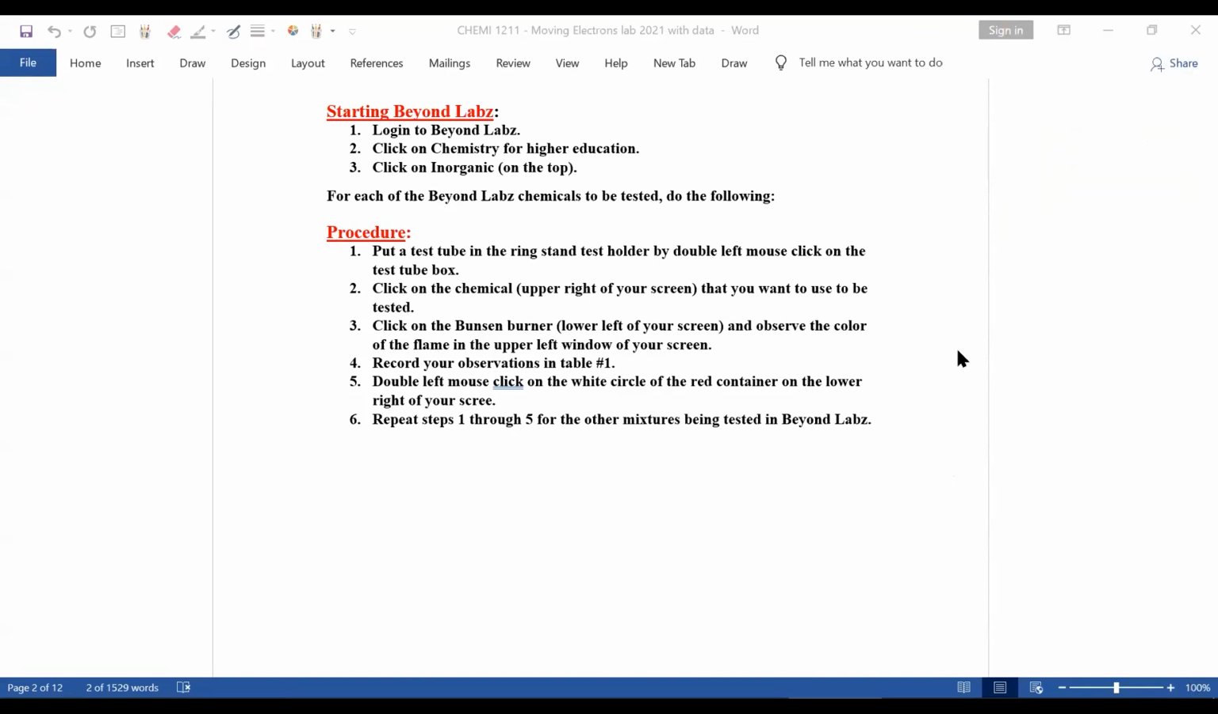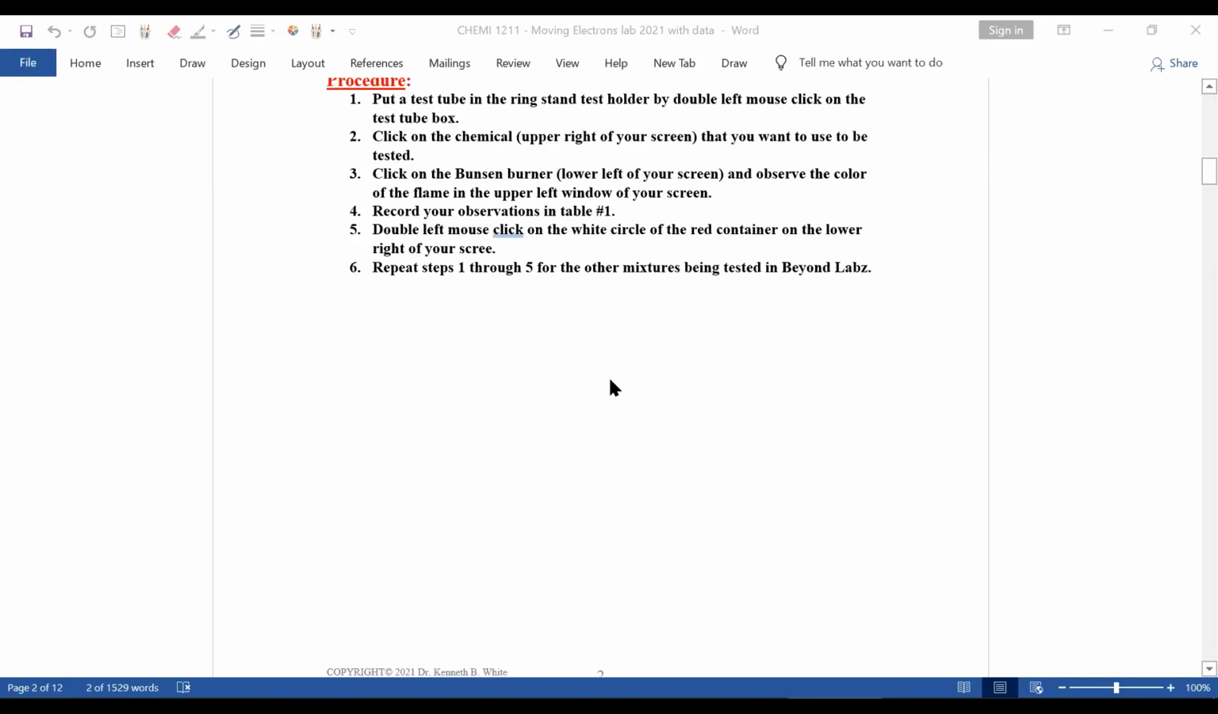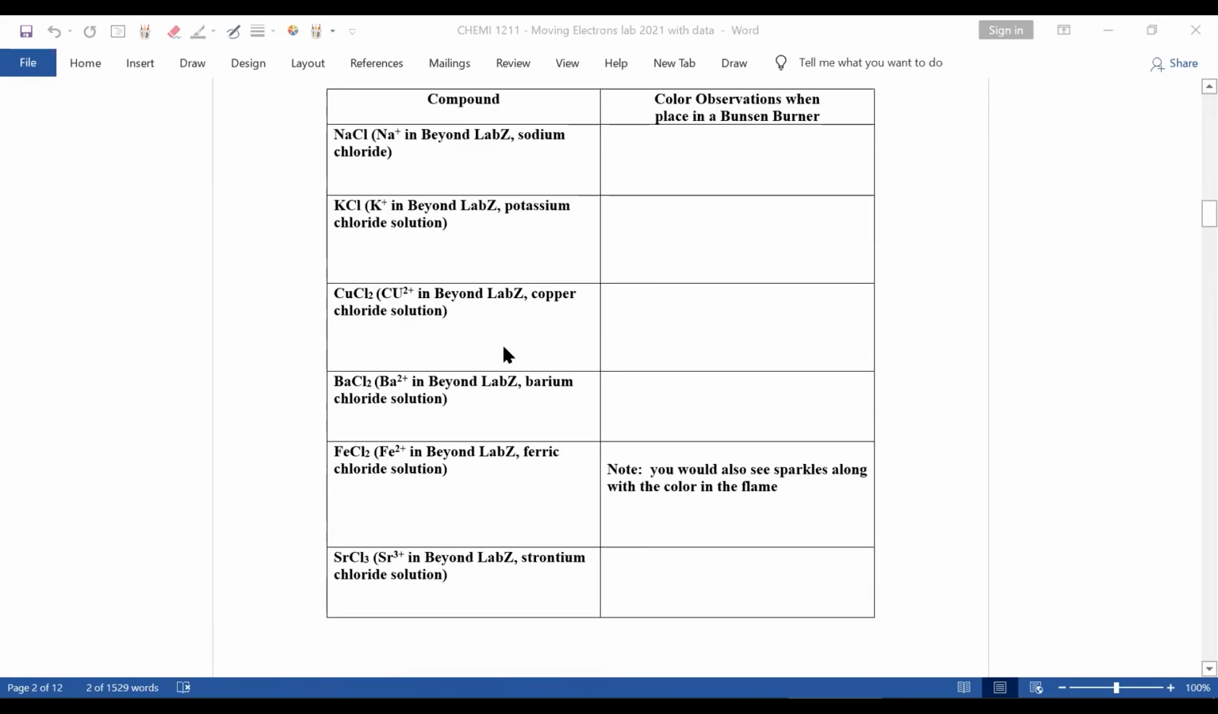Anyways, what you'll do is put samples of different chemicals, cations, into the Bunsen burner. And the Bunsen burner, you're burning gas to make a flame, which is heat, and that causes the electrons to go from shell to higher shell. And as soon as it moves up a little from the hottest part of the flame, it cools down again, and you see a color. And in table one, these are the different ones.